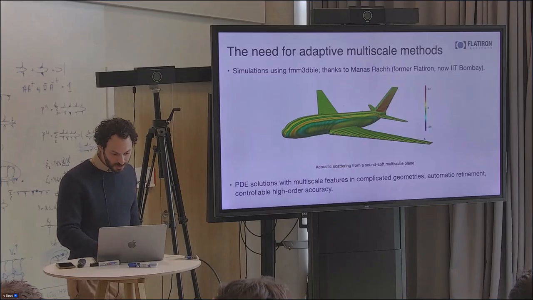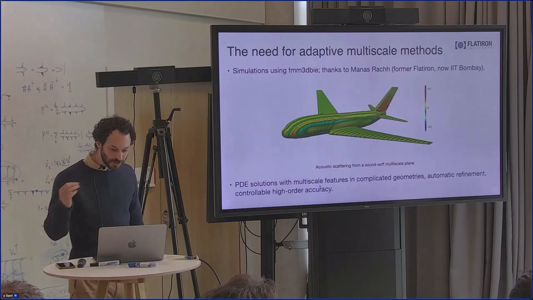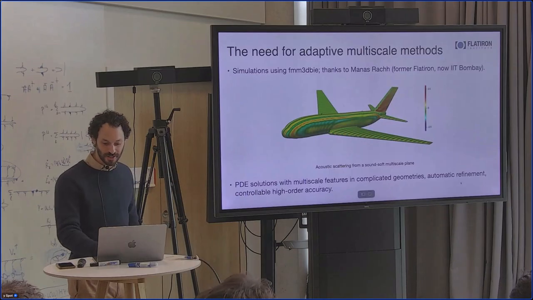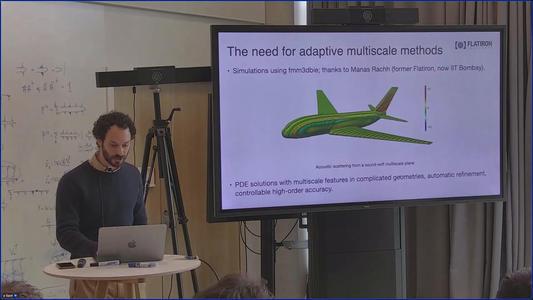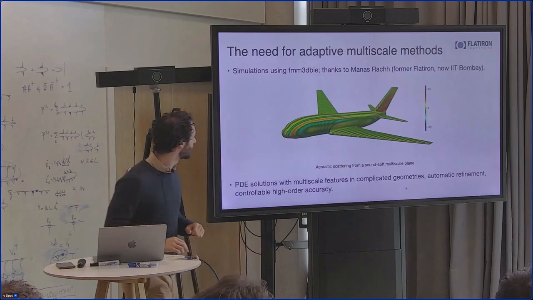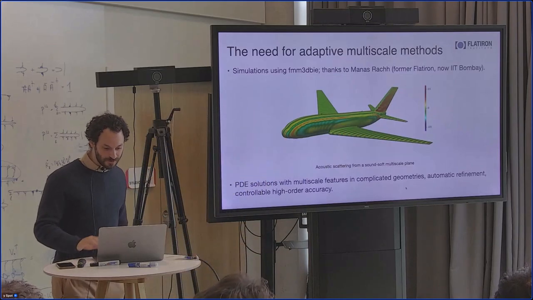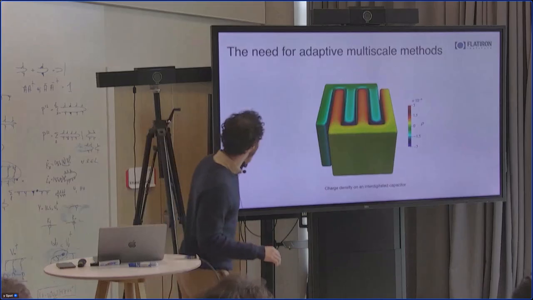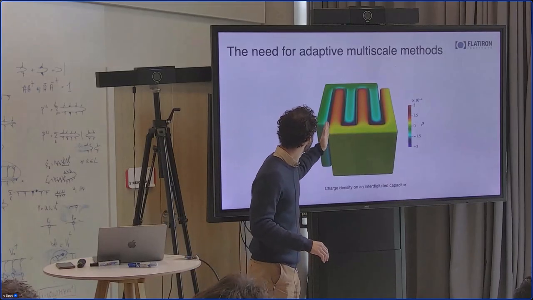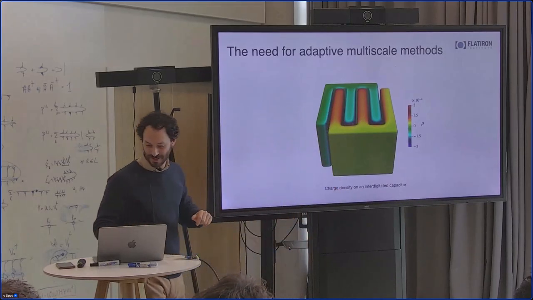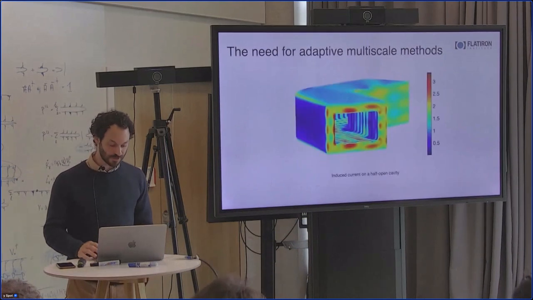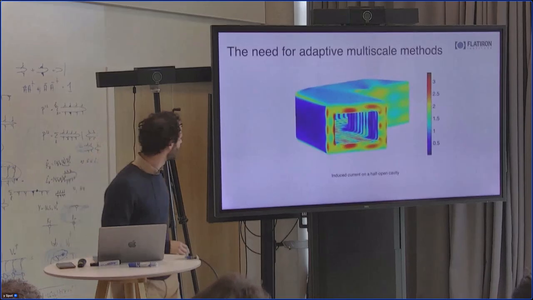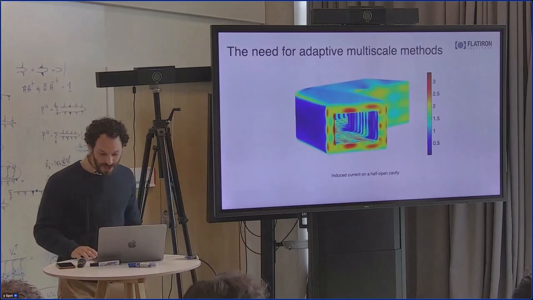So we want PDE solutions with multi-scale features and complicated geometries, with automatic grid refinement and controllable high-order accuracy. These are things that people have wanted for a long time. Here we see this plane, some simulation of wave scattering. Here's a capacitor with these intricate interlocking features, and an electrostatic simulation requiring a lot of grid adaptivity to deal with near singularities. Another interesting geometry with wave scattering.